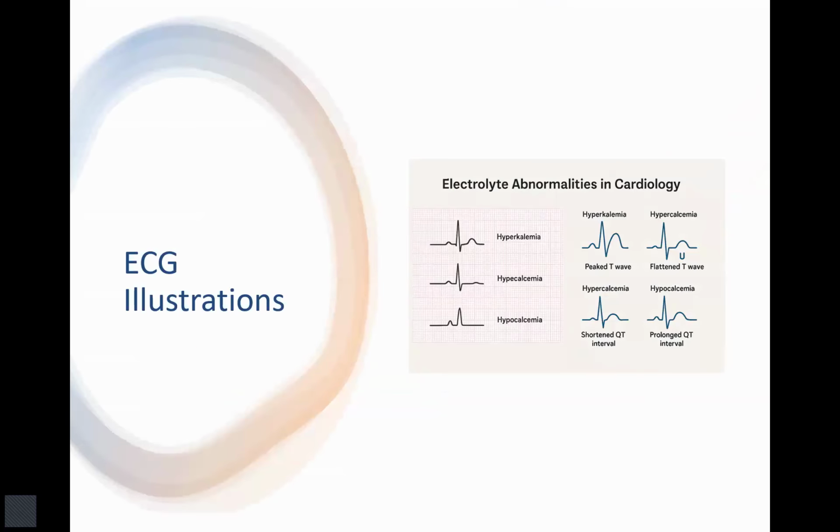And then a quick couple of reviews for the Ks, right? So we have hyper-K with a peaked T, hypercalcemia with that flattened T wave and a little bit of a U wave, hypocalcemia, really that flat T wave, and then the shortened QT, and then the prolonged QT.